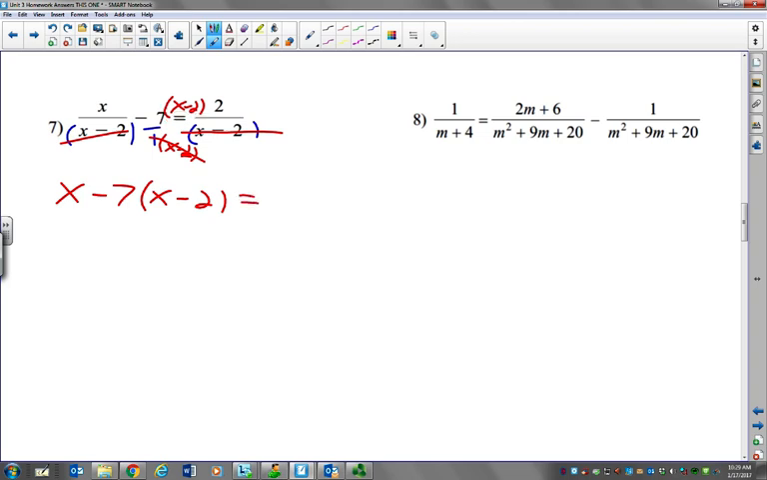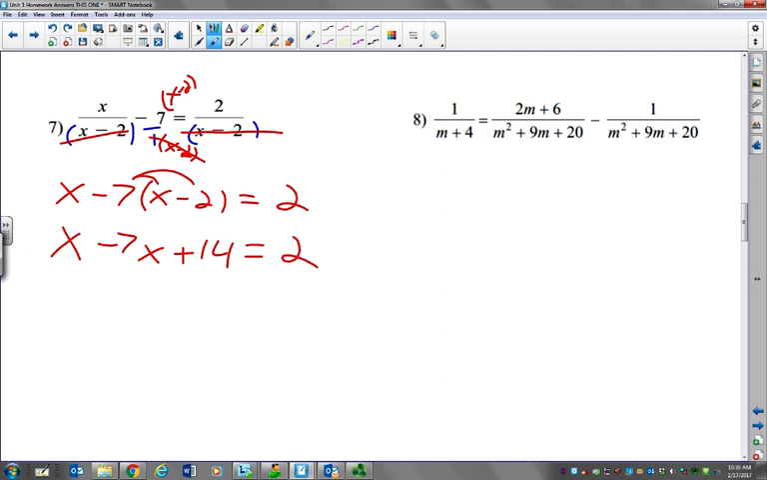Sorry for the clutter there. That 7 is being multiplied with the minus 2 there. Then we have an equal sign, and then we have a 2. So distribute the negative 7 through. Negative 7 times x is negative 7x. And then negative 7 times negative 2 is a positive 14. Negative times negative is a positive. 7 times 2 is 14. Equals 2. Nice.